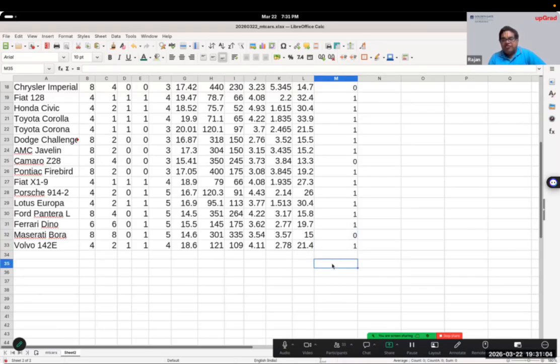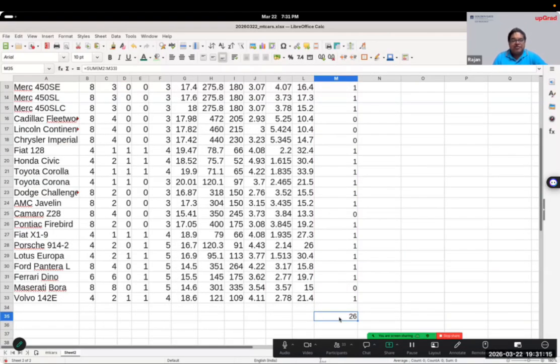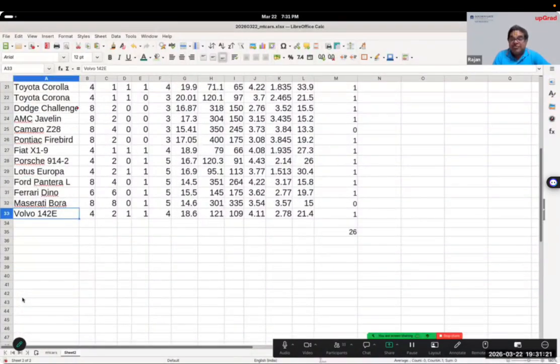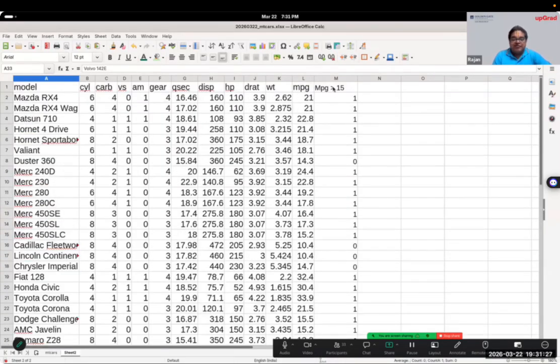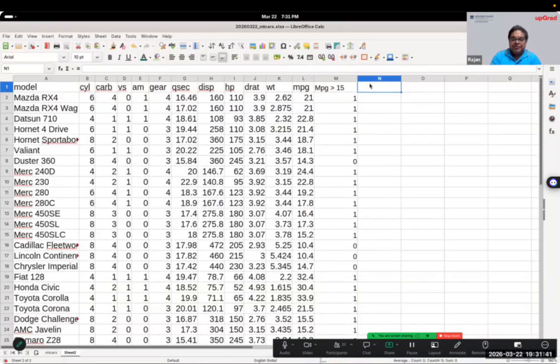So how many cars have MPG, miles per gallon, greater than 15? All you have to do is add all these values. That's all. So there are 26 cars out of 32. Out of 32 cars, 26 cars have MPG values greater than 15. This is our event A. This is the given event. This is the condition. Now what is the other one? The other one is the number of cylinders, more than 4 cylinders. Let's take a look at it.